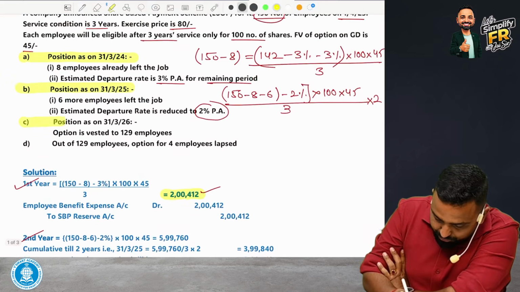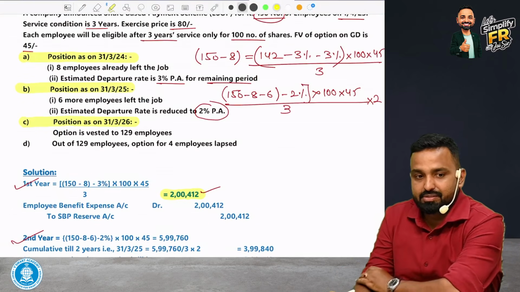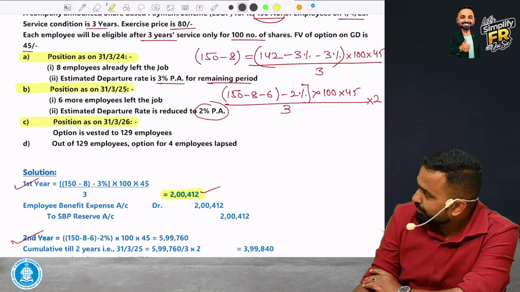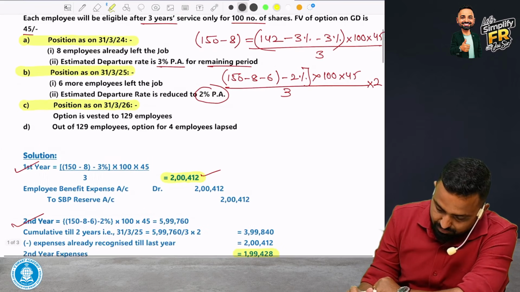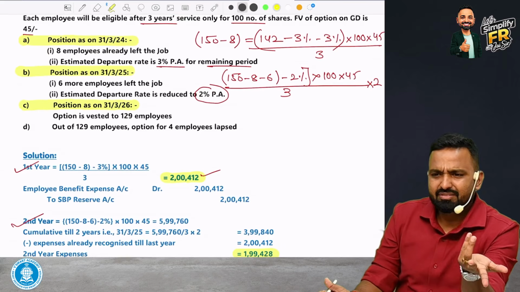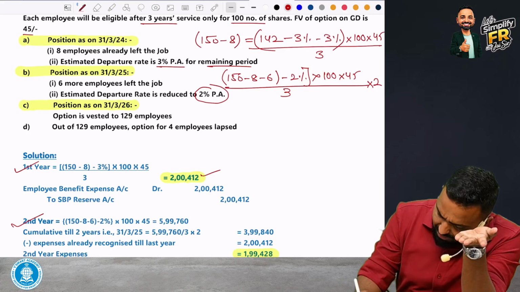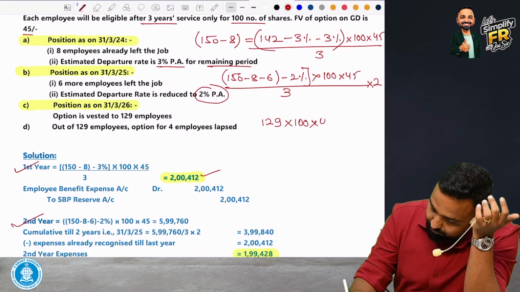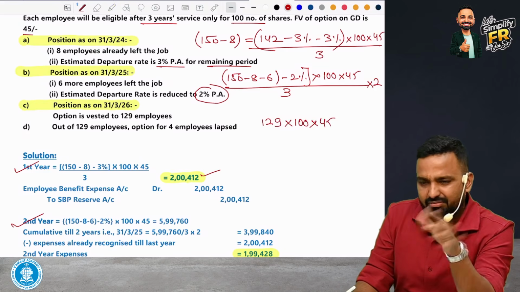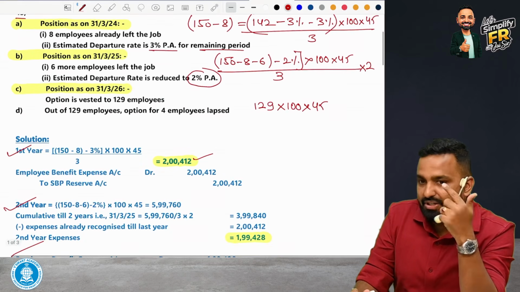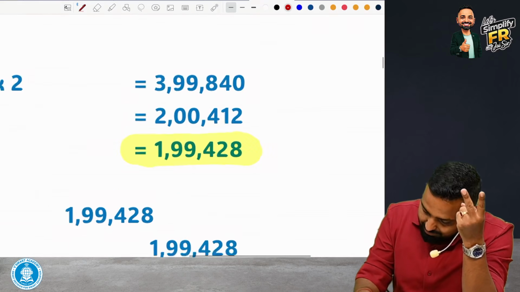Now, position on 31st March 26. Final is 129. Simple, 129. Tell me, 129 into 100, 45. Divide by 3 into 3. Minus first year and second year. That means minus 399.